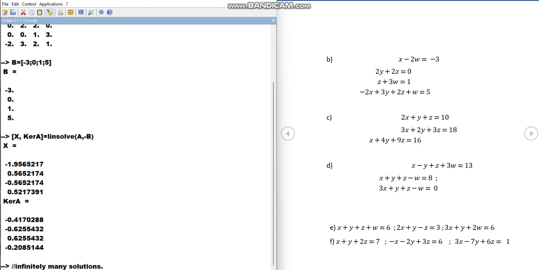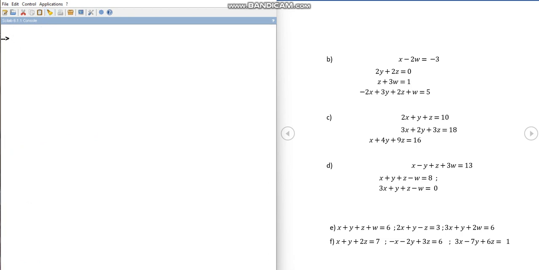So let us clear this and let us solve questions C and D. A is the coefficient matrix which is 2, 1, 1, then 3, 2, 3, then 1, 4, 9. This is A. Then B is a column matrix which is 10, 18 and 16. And let us see the command.